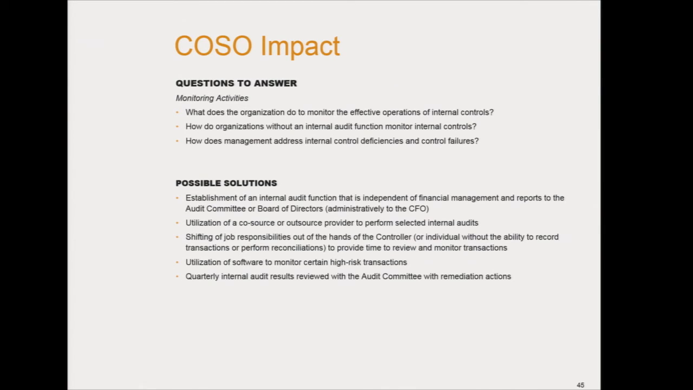Some solutions might include working together with internal audit to review and monitor the results of internal audits, including the mitigation of internal control deficiencies and control failures, or shifting some of the job responsibilities and moving them around in order to mitigate the risks that were identified. Utilization of software to monitor high-risk transactions, and then again back to the communication and monitoring of the board or the audit committee, and if there's an internal audit department as well.